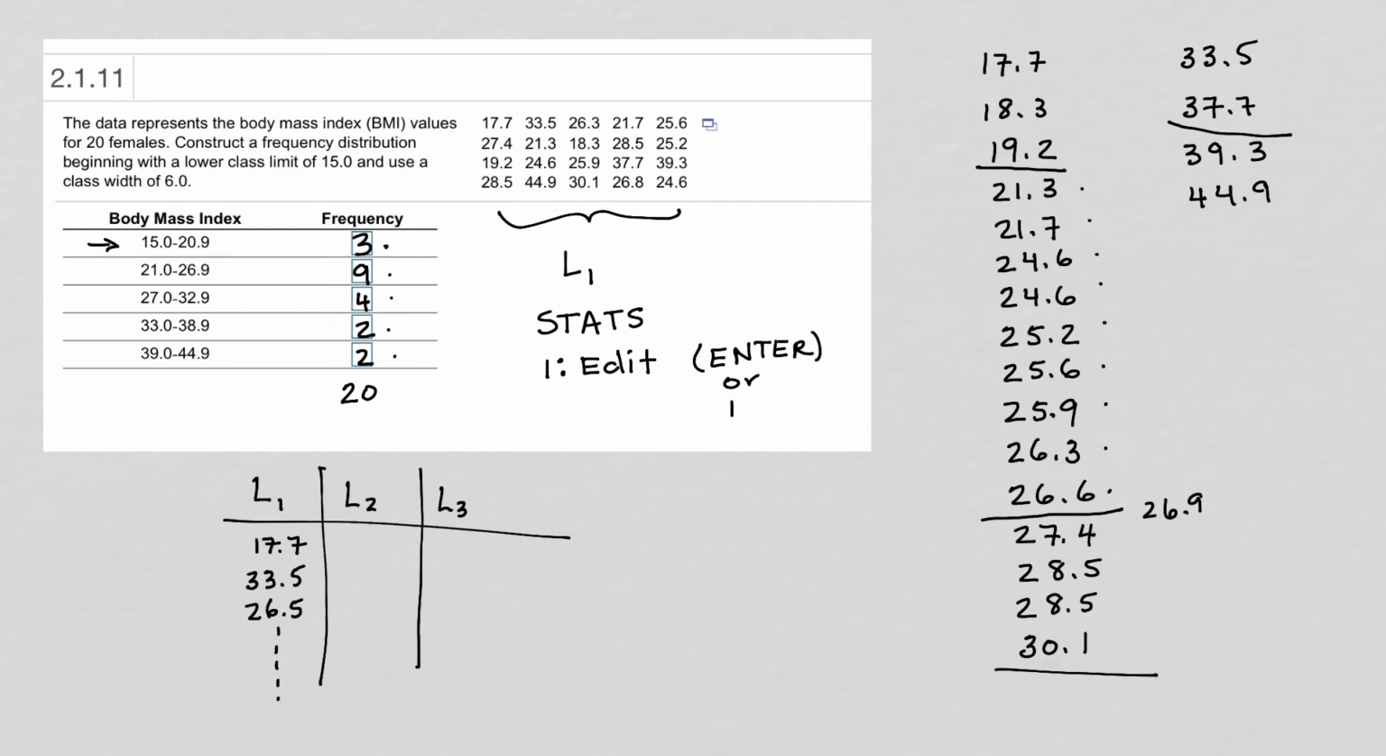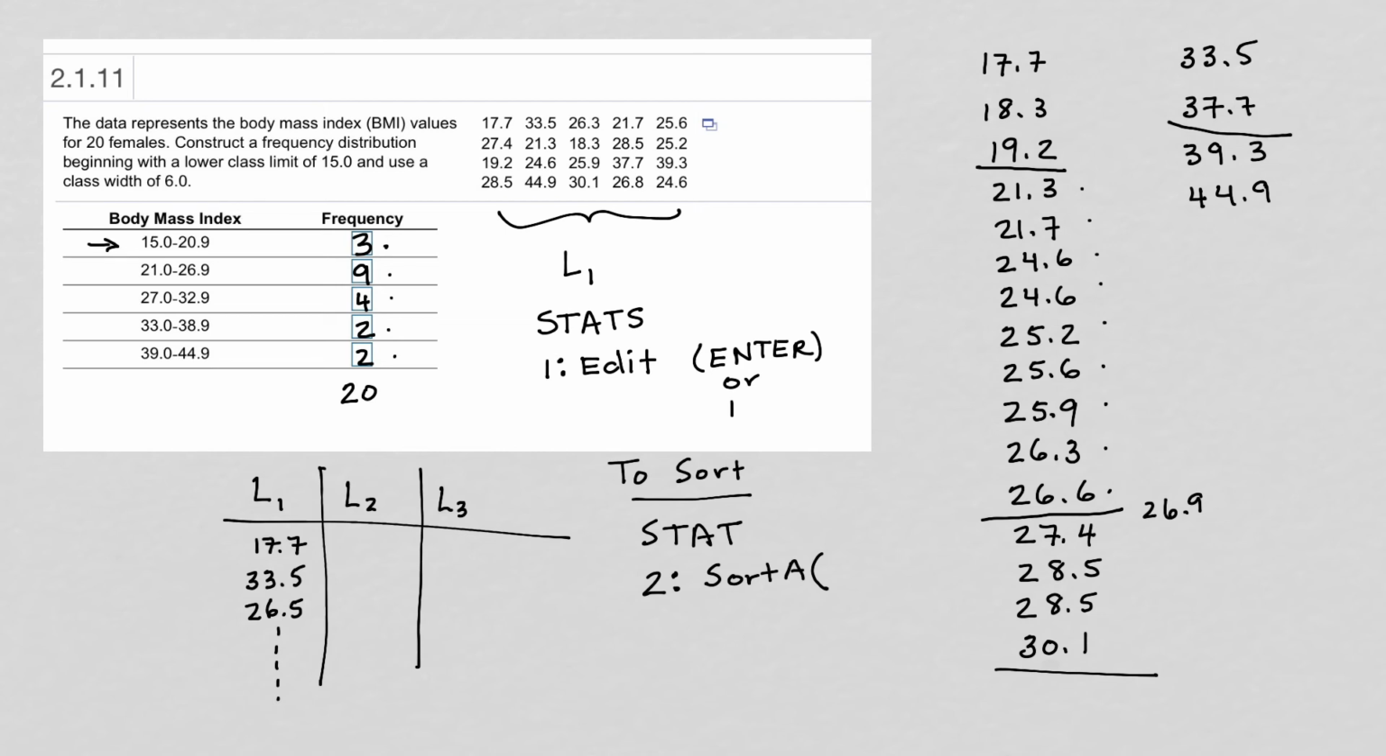then you're going to sort the list by pressing stat. And you're going to see that there is a choice number 2, which is sort ascending. It says sortA, and then there's a parenthesis. So when you choose that by pressing the number 2 or by using the down arrow to go to number 2, highlight that, and then press enter.